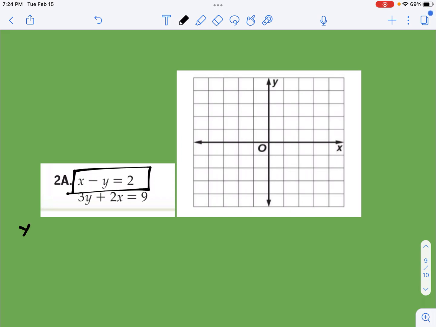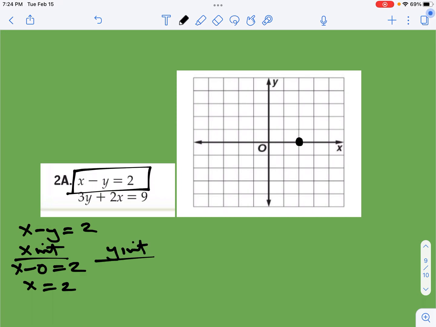All right, so for x minus y equals 2, my x-intercept, if I make y 0, I have x minus 0 equals 2, which means x is 2. So we'll go over here and put a point on 2. And then for my y-intercept, if I make x 0, we have 0 minus y equals 2. So we have negative y is equal to 2, which means that when I multiply by -1 to get y positive, you get y is equal to -2.